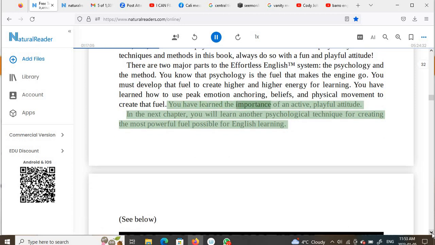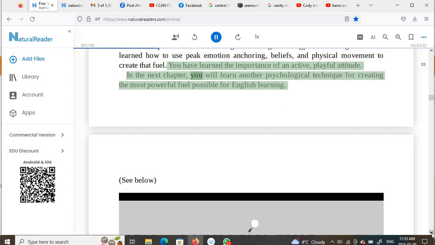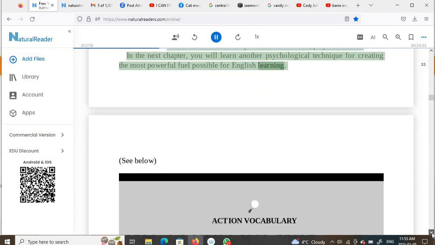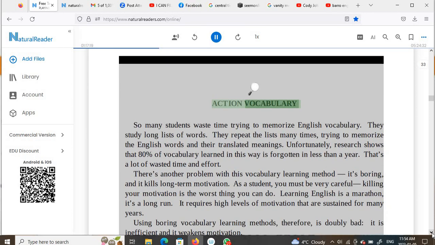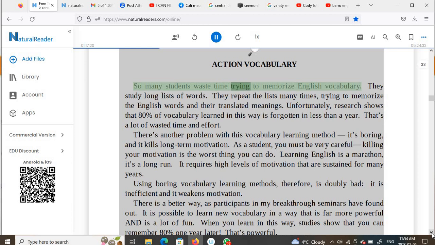You have learned the importance of an active, playful attitude. In the next chapter, you will learn another psychological technique for creating the most powerful fuel possible for English learning. Action vocabulary.